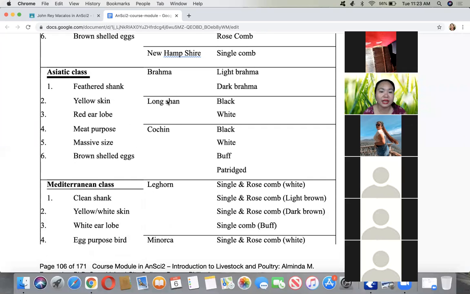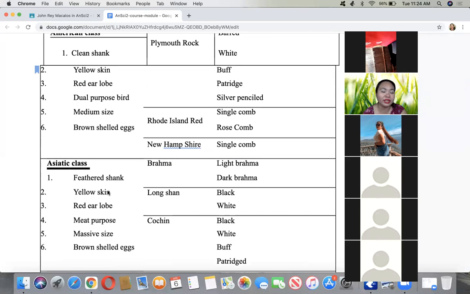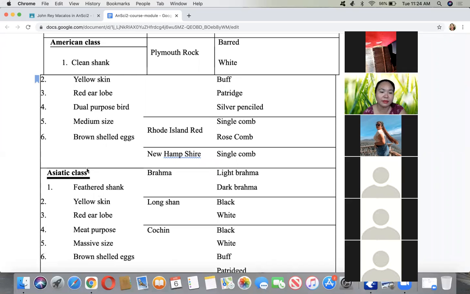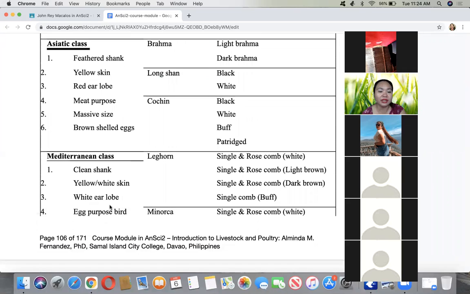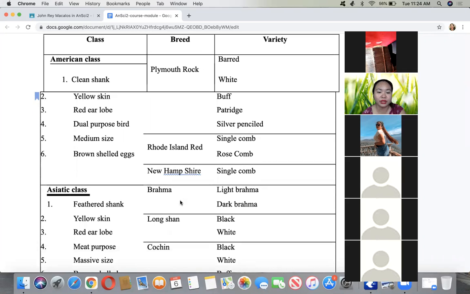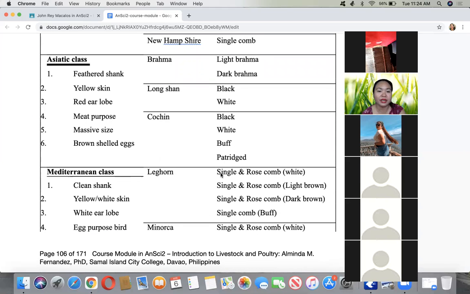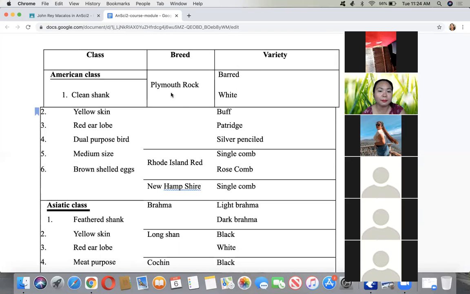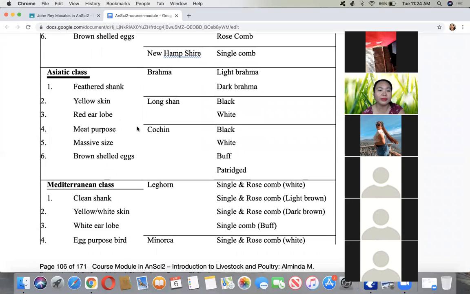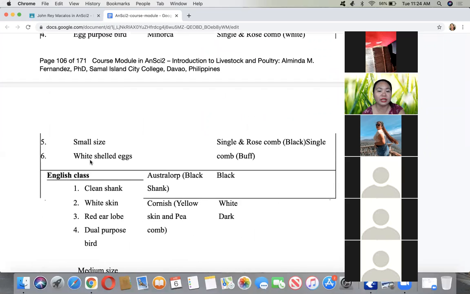And also the Asiatic class, no? It has different characteristics, of course, compared to the American class and also the Mediterranean class. And also in terms of breeds and varieties, there are different varieties. Plymouth, Yorkshire, Rhode Island Red, and New Hampshire, they are all American class. Brahman, Langshan, and Cochin are Asiatic, and Leghorn and Minorca are Mediterranean.